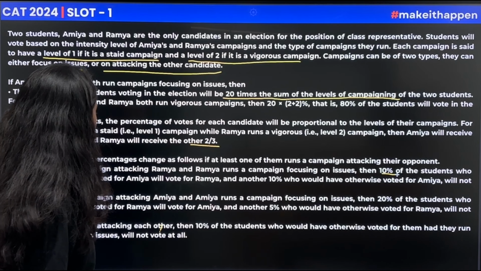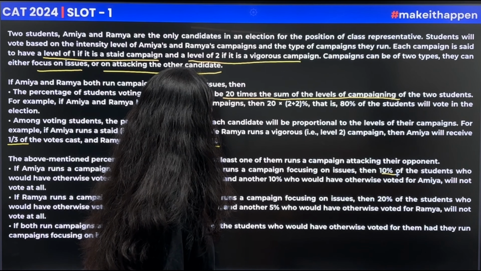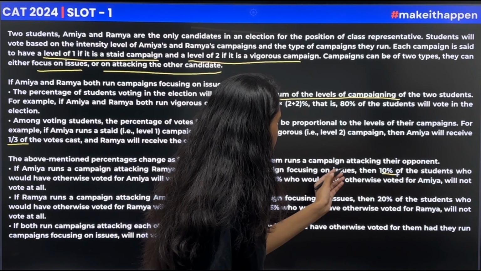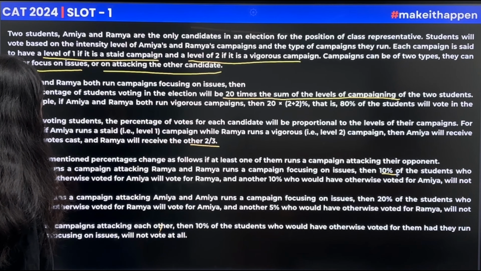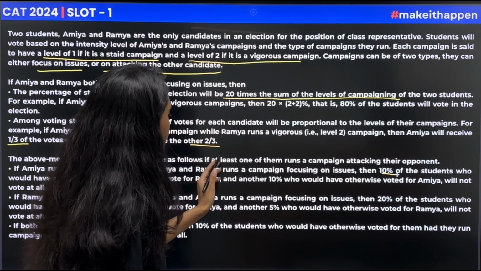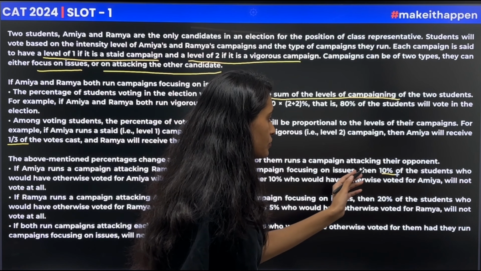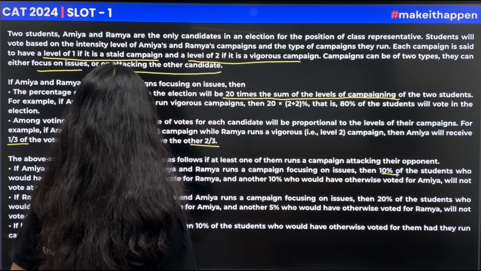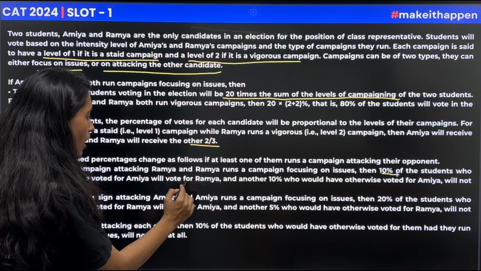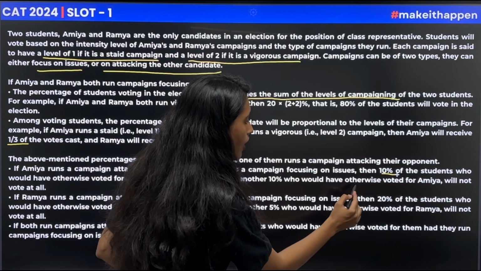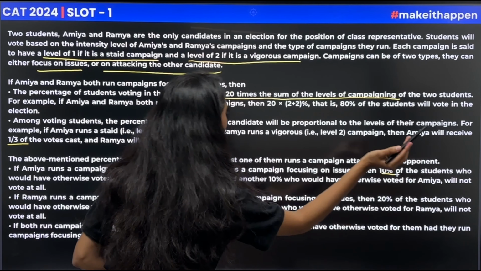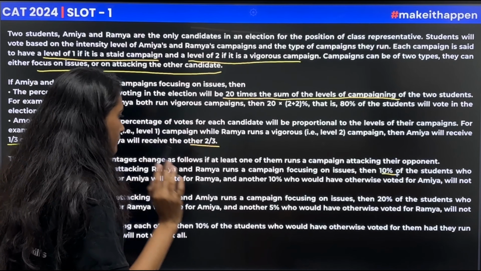The above mentioned percentage changes as follows if at least one of them runs a campaign attacking their opponent. Okay. If Amya runs a campaign attacking Ramya and Ramya runs a campaign focusing on issues, then 10% of the students who would have otherwise voted for Amya will vote for Ramya and another 10% who would have otherwise voted for Amya will not vote at all.